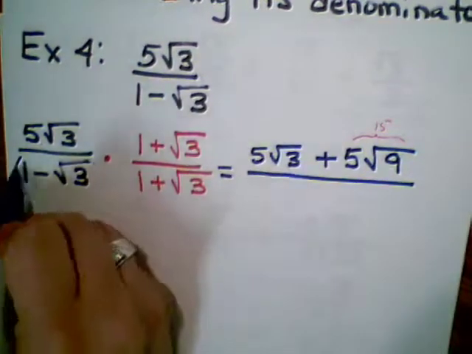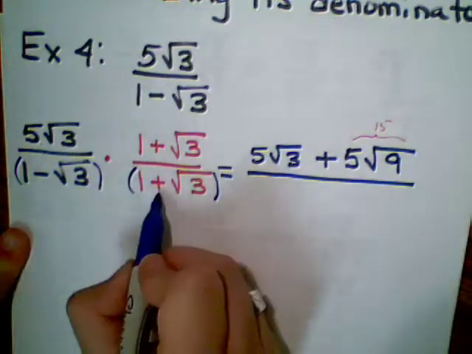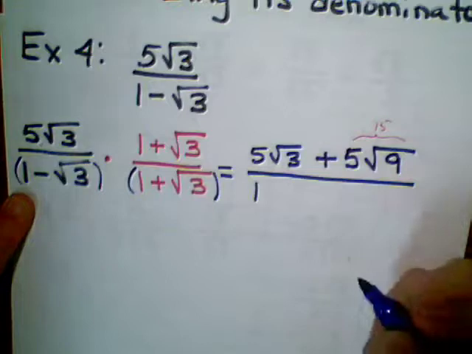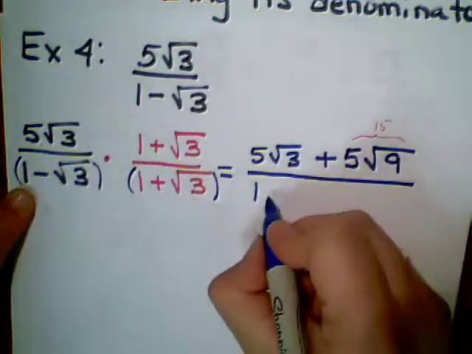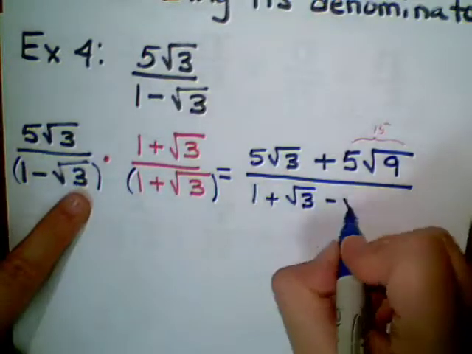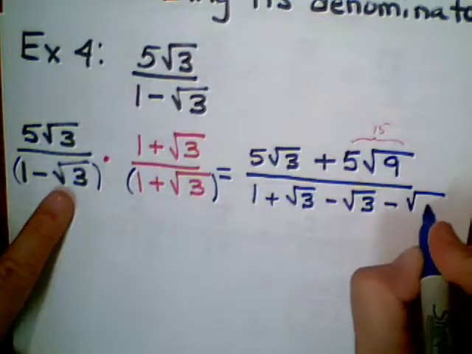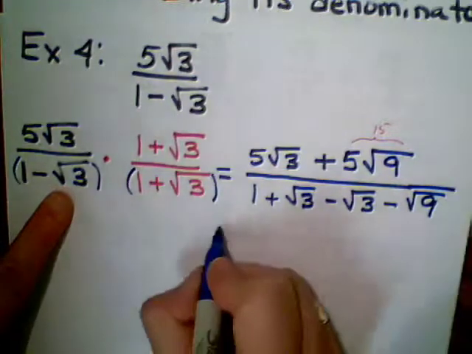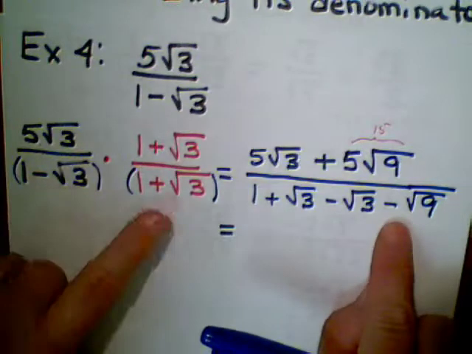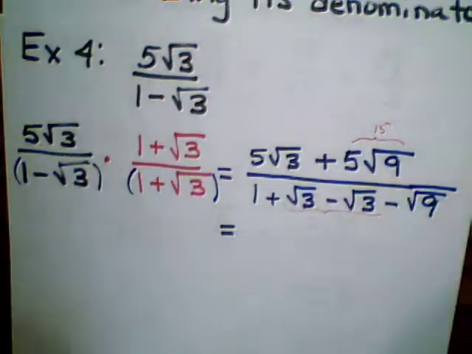Okay. In the denominator, as in the example before, we have a binomial times a binomial, so we need to use FOIL. What's the first product? 1 times 1. What's the outside product? Positive square root 3. What's the inside product? Negative square root 3. And the last product? Negative square root 9. Okay. And we're going to learn that things add up to 0 when we multiply a number times its conjugate. We're going to learn that those middle terms a lot of times are opposites and add up to 0.